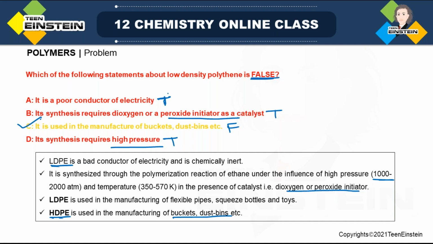Okay. So flexible pipes, squeeze bottles, toys, all these you can understand from this material texture, their quality. It is obviously with low density, because when it is bucket, dustbin, it must be very hard, which is not possible with LDP. So that is why it is not correct.